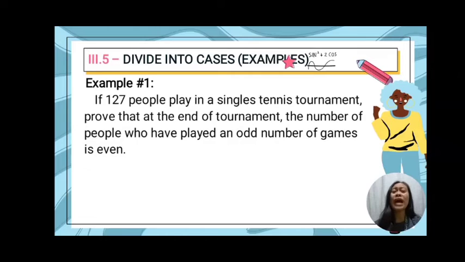First, if 127 people play in a singles tennis tournament, prove that at the end of the tournament, the number of people who have played an odd number of games is even. So, ang hinahanap sa problem na ito ay ang dapat daw pagkatapos ng game ay ang mga odd number of games dapat ay maging even.